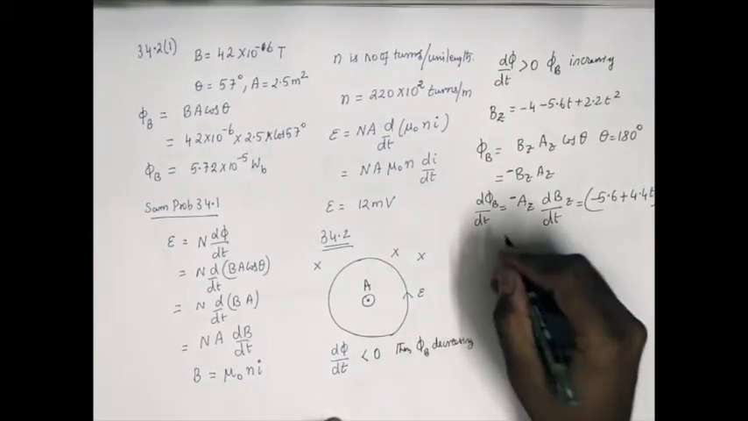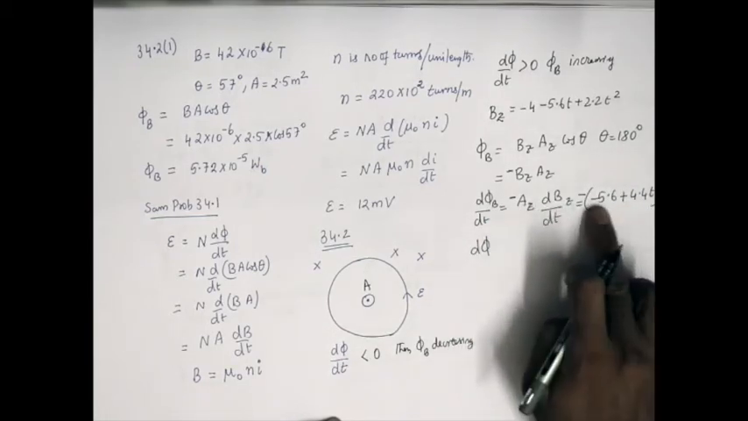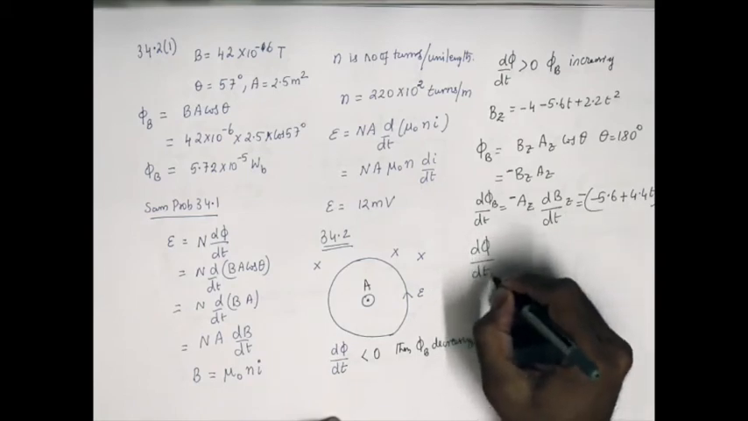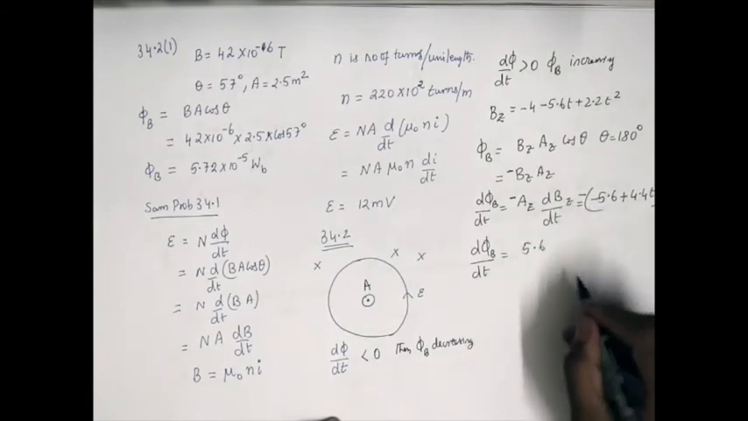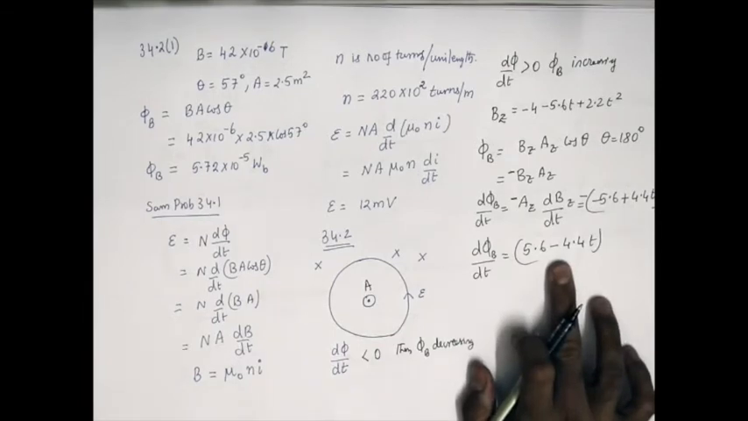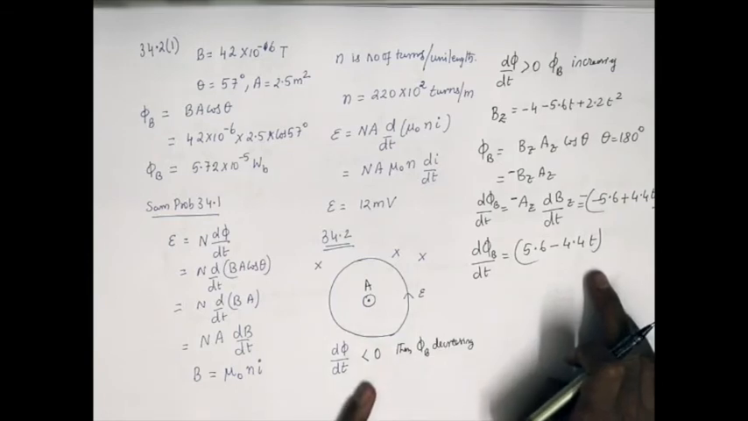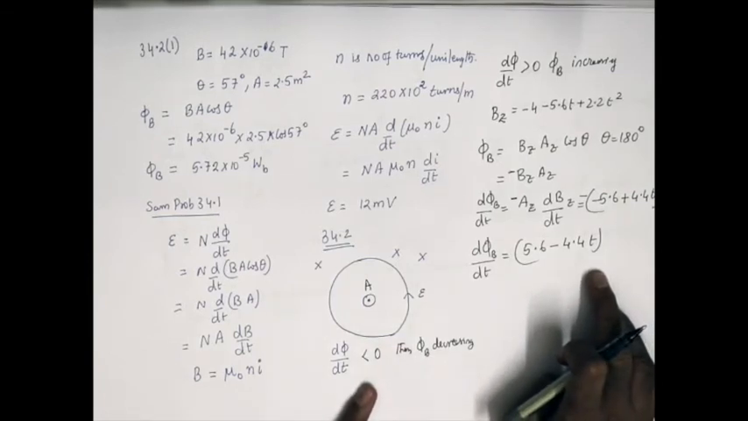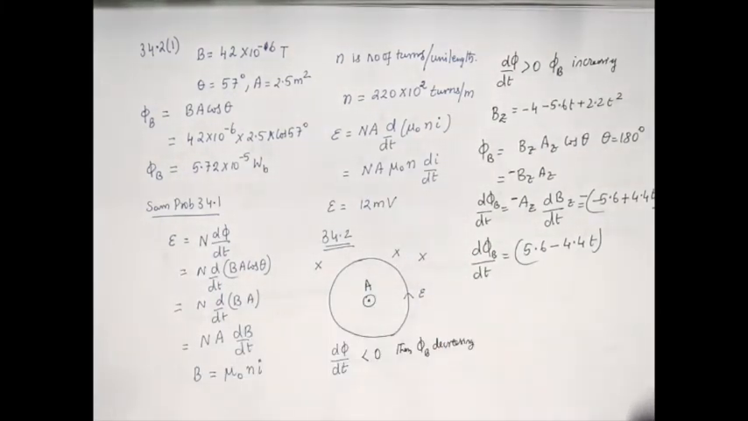So now we will have to put in the minus sign here. So if you multiply the minus sign inside, we get d phi by dt is equal to 5.6 minus minus becomes plus 4t. So in the first instance, we can see that when t equal to 0, this is going to be greater than 0. Therefore, the flux is an increasing function.